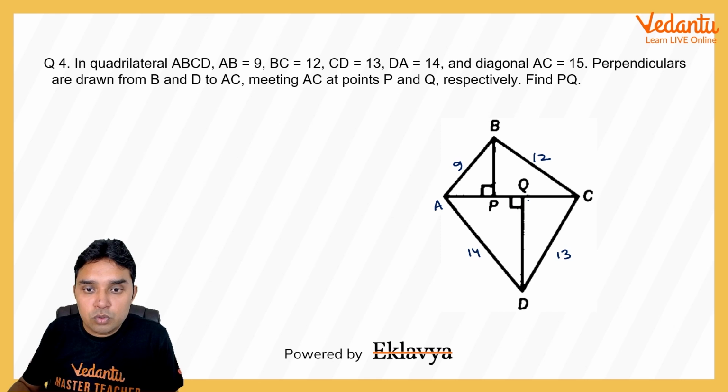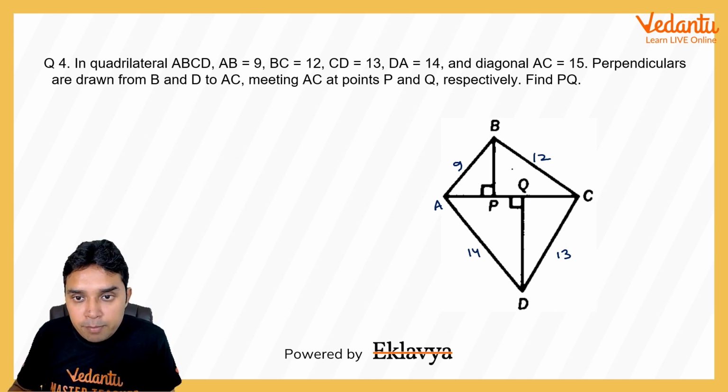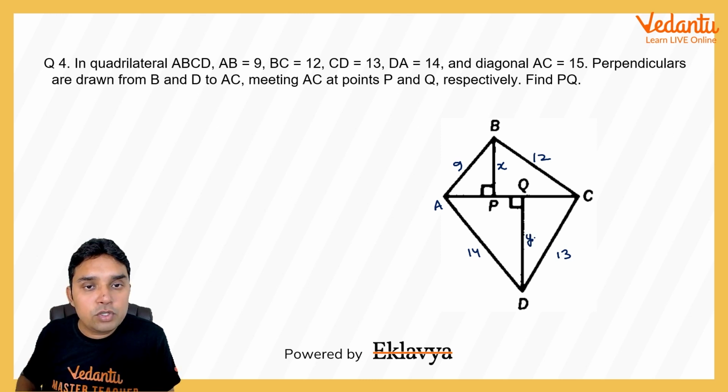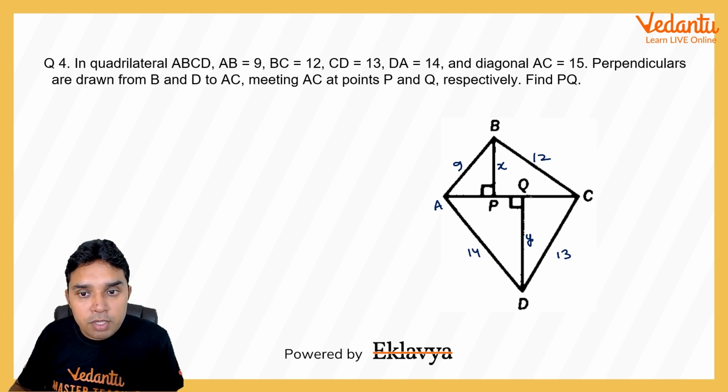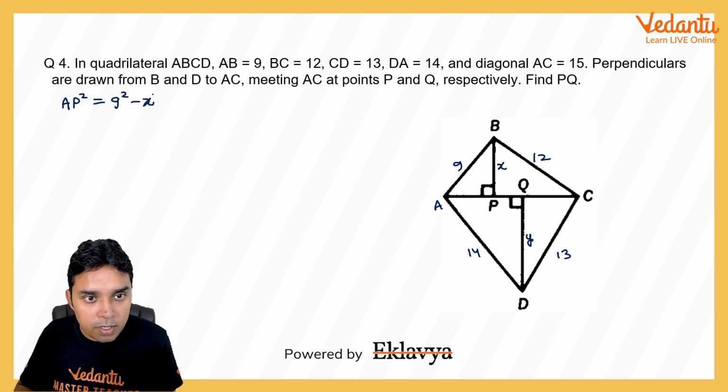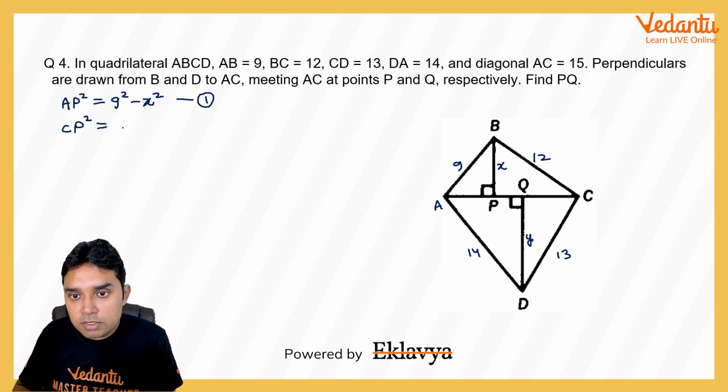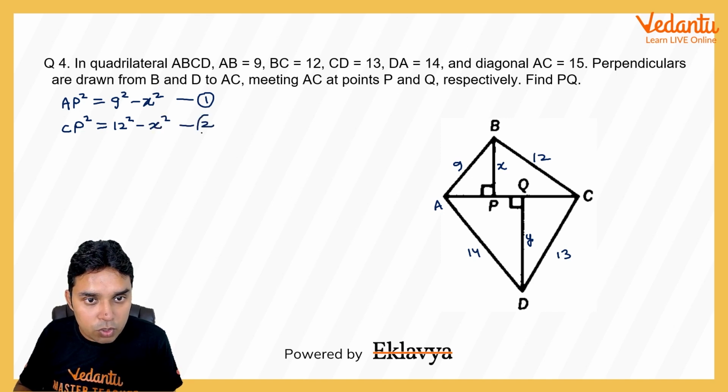I have two methods to do this question. Number one, let me call this PB as X and QD as Y. So let us first use the Pythagoras theorem, just Pythagoras, nothing else. So if I use Pythagoras theorem, I can write this AP square to be equal to 9 square minus X square. Similarly, in terms of X, I can write CP square, and this will be 12 square minus X square, and this is equation number 2.